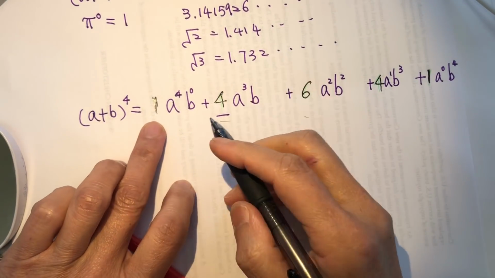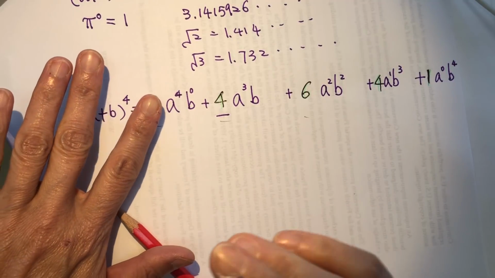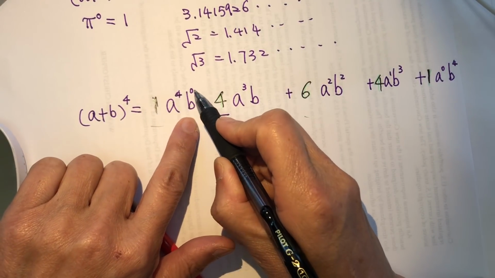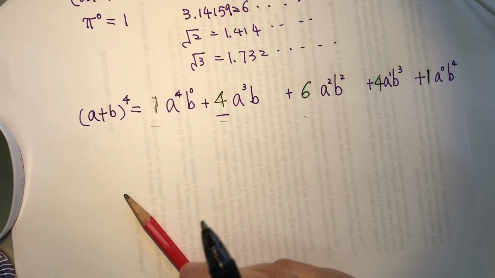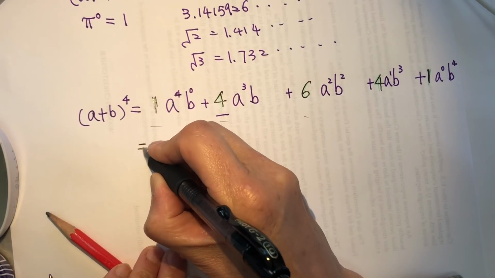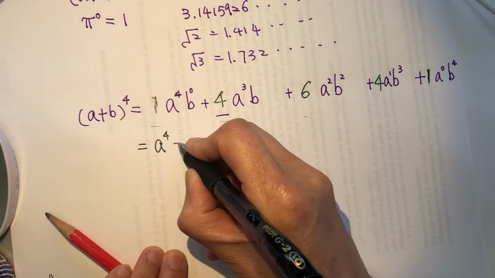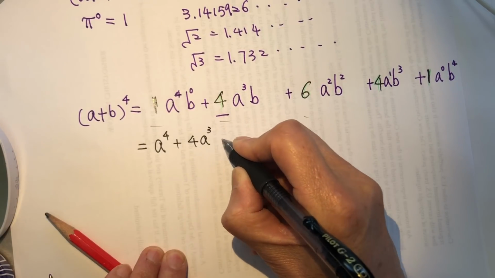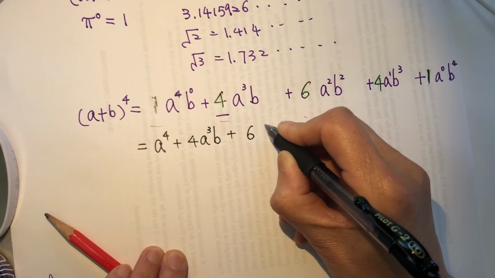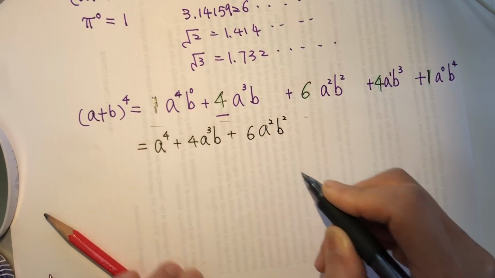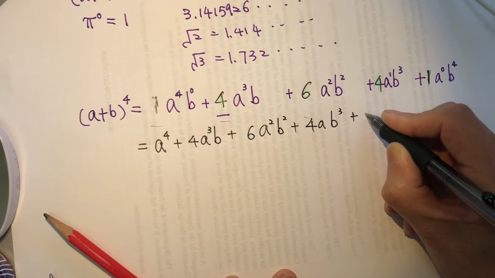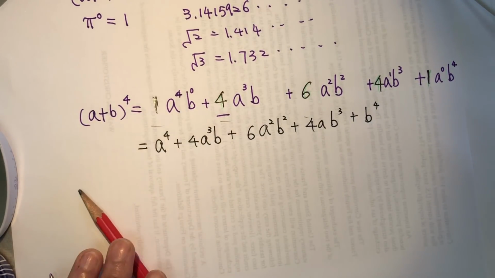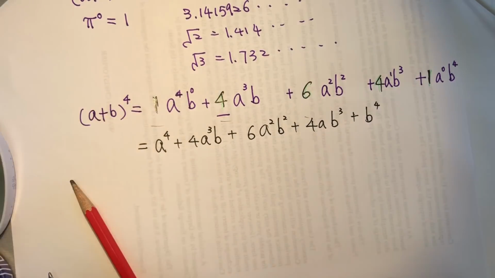And we can clean it up a little bit. This one, the coefficient is 1, you do not need to write it. And b to the power of 0 is 1. Any number, however gibberish it is, any number to the power of 0 is 1. So we can write it like a to the power of 4 plus 4a^3b plus 6a^2b^2 plus 4ab^3 plus b^4. Okay, so this is cleaned up, easy to see.